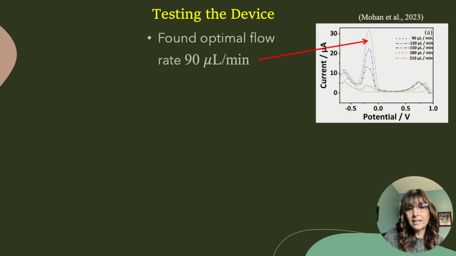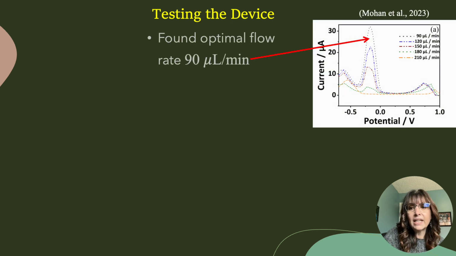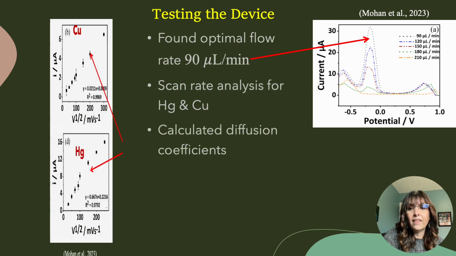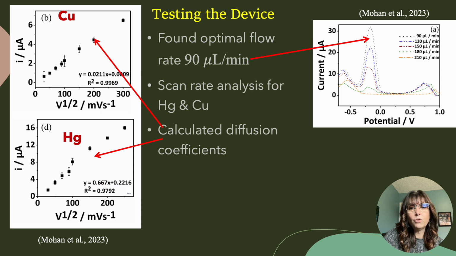Once they built the device, it needed to be tested. The first thing they did was test the flow rate to adjust for the maximum flow that gave them the best electron transfer that separated mercury and copper into separate peaks. They concluded that the best flow was 90 microliters per minute, as you can see from that peak on the graph. From this, they then performed a scan rate analysis for both mercury and copper. This allowed them to calculate the diffusion coefficients for both metals. The slope from those 2 graphs were used to do some math to find the diffusion coefficients.